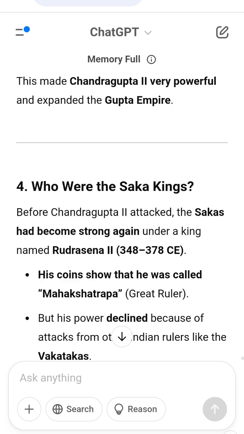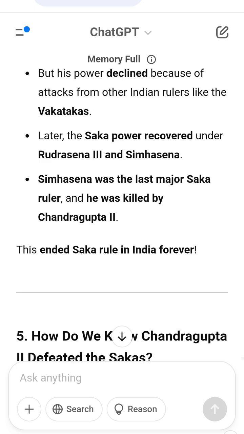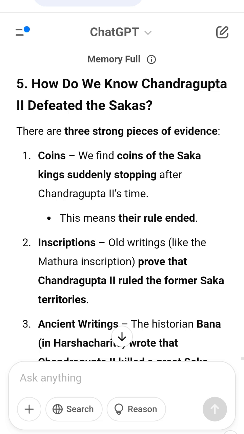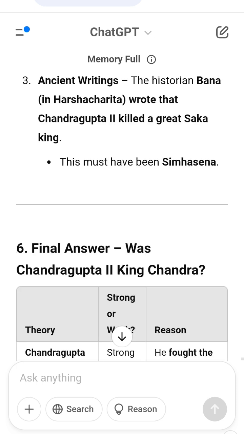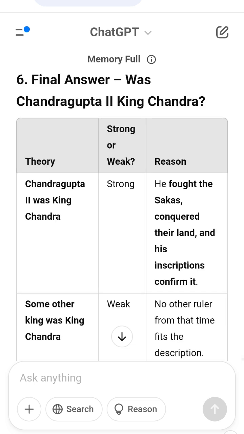6. Final answer. The final answer is that Chandragupta II was King Chandra. Theory: Chandragupta II was King Chandra. Strong, he conquered the Sakas and his inscriptions confirm it. Theory: some other king was King Chandra. Weak, no other ruler from that time fits the description. So Chandragupta II was most likely King Chandra.